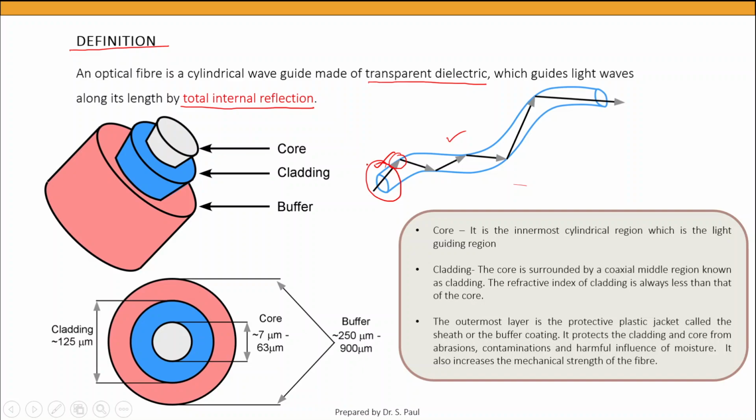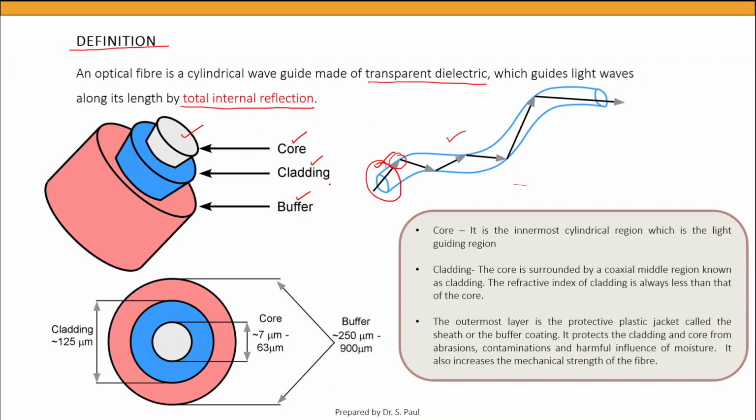Now optical fibers, as I've mentioned, are cylindrical in shape. In general, they can be divided into three coaxial regions. The first is the core, second is the cladding, and the third one is the buffer. So what is core? Core is the innermost cylindrical region, which is basically the light guiding region. This is the main region which guides the light through it.